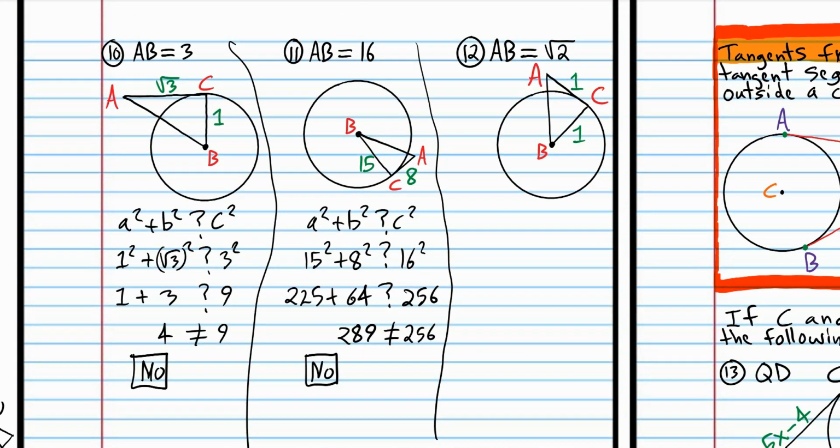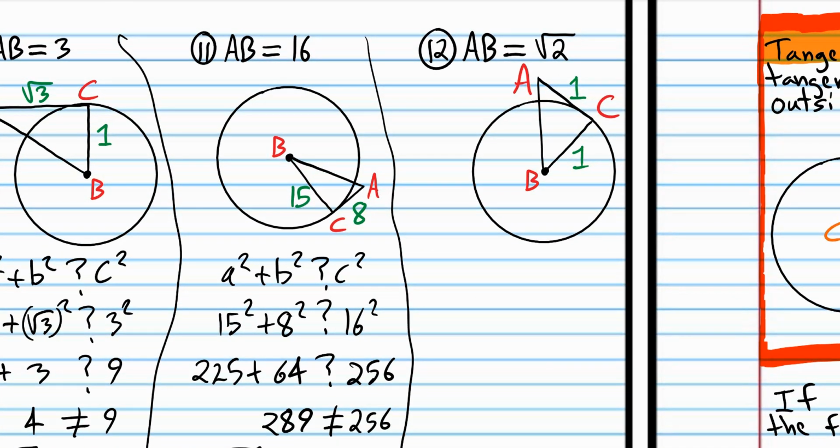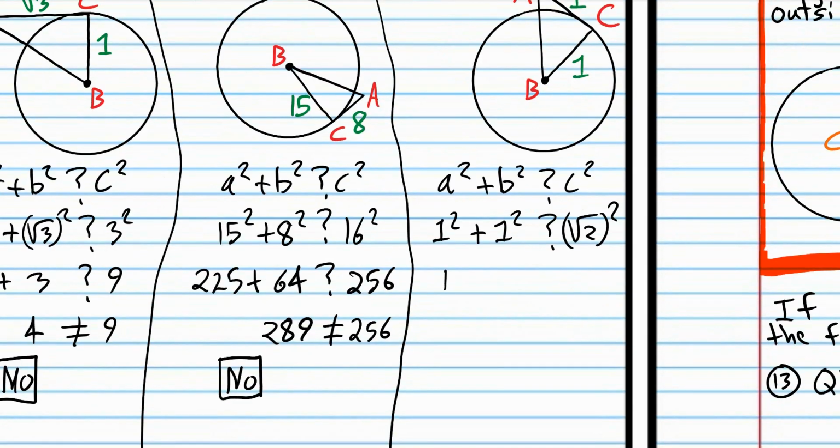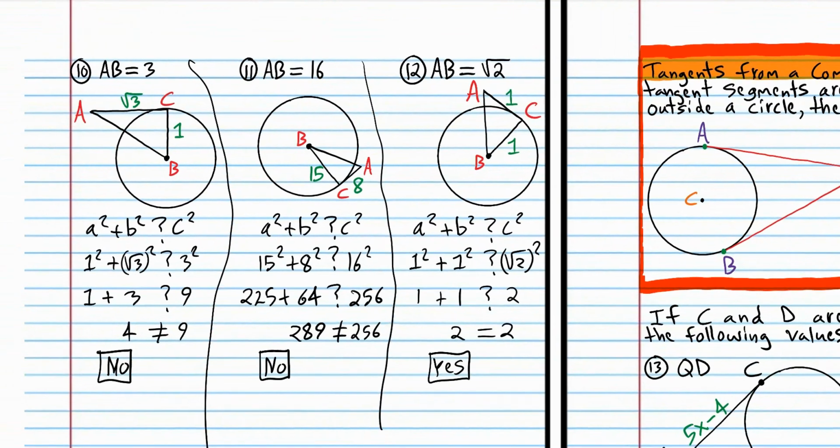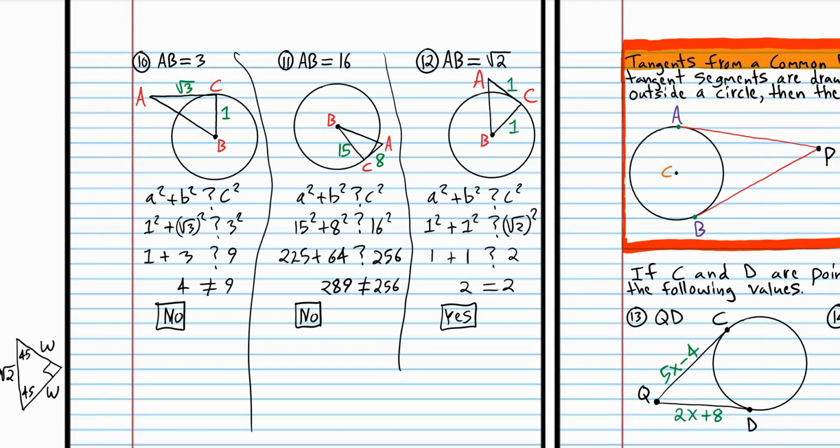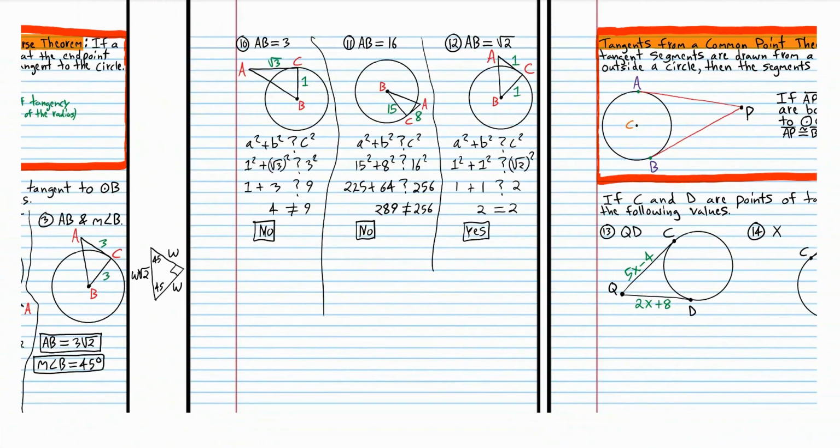All right, so try number 12, and when you come back, we'll do it together. All right, we're back. A is 1, B is also 1, and C is root 2. 1 squared is 1, 1 squared is 1, root 2 squared is 2, and we have 2 is definitely equal to 2, so we can say yes, the line containing AC is tangent to B at point C. So if you got those answers, good job. Those are just some typical problems that you'll see with these concepts.